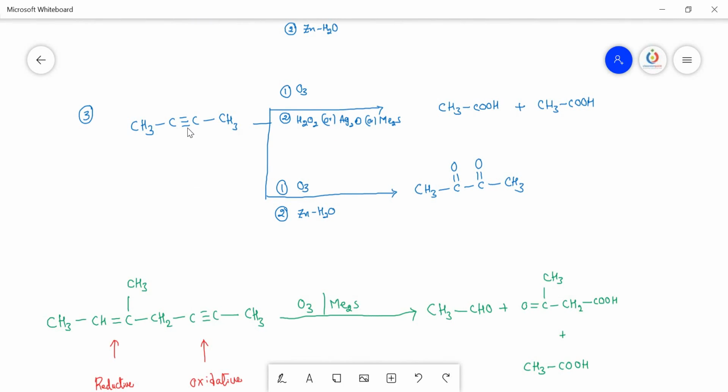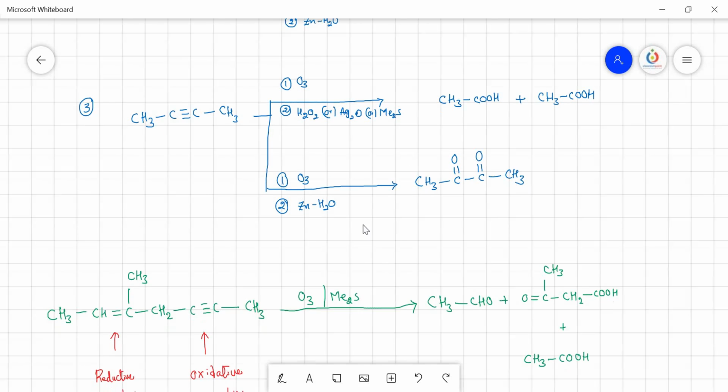Now you take another molecule, this is the internal alkyne where there is no triple bond CH group. Use oxidative ozonolysis. In the case of oxidative ozonolysis, you must remember that dimethyl sulfide also gives the oxidative ozonolysis products. So break this bond, convert both of these triple bonded carbon atoms to the carboxylic acid, so that you shall get CH3COOH, CH3COOH like this. Both are acetic acid molecules.